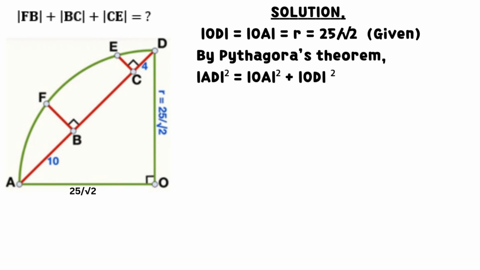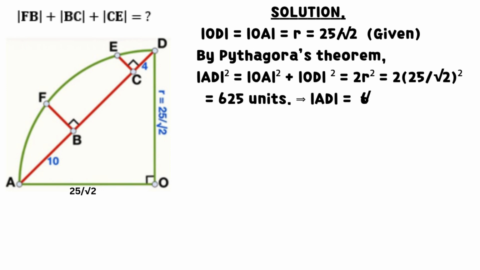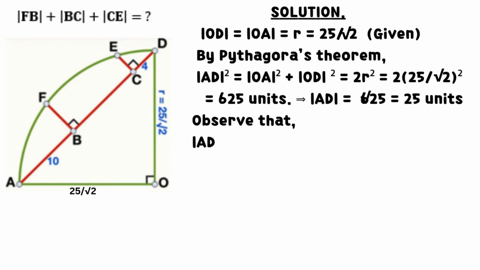By Pythagoras theorem, the square of line AD equals the sum of the square of line OA and the square of line OD, which equals 2 times the square of 25 divided by the square root of 2. The final result equals 625. Find the square root of line AD. We have that line AD equals 25 units.